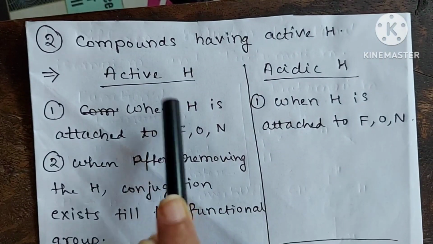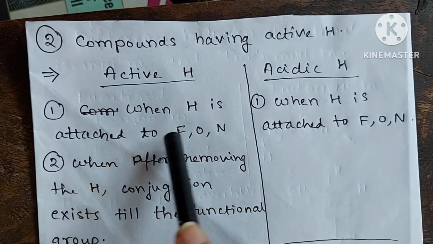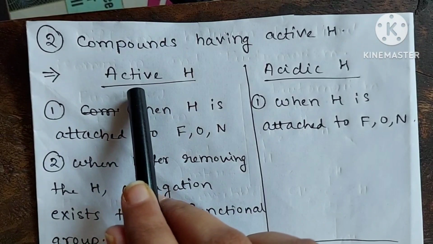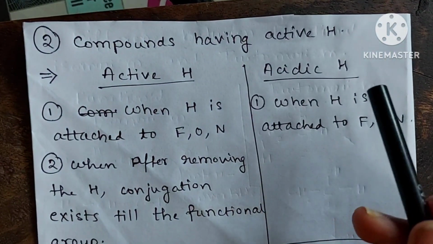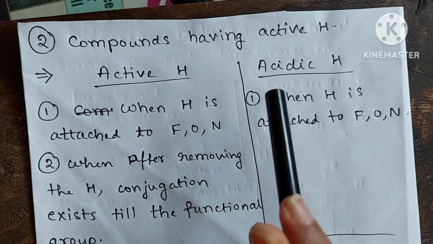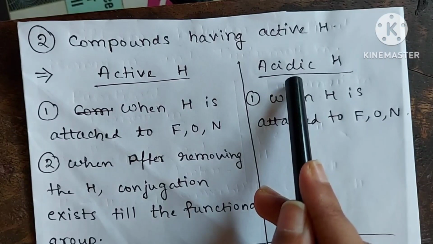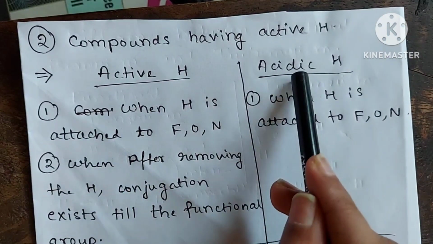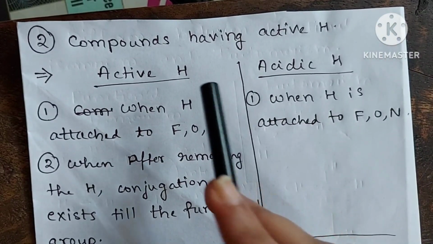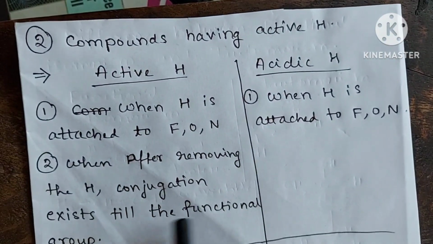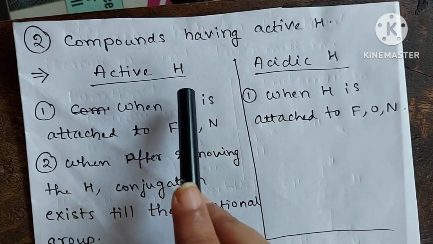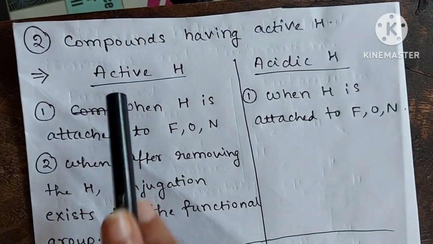The first point is, when hydrogen is attached to F, that means fluorine, oxygen or nitrogen, we can call it active hydrogen or acidic hydrogen, because this point is the same. This is a similarity between these two. Both active hydrogen and acidic hydrogen can be attached to fluorine, oxygen and nitrogen. But after removing this hydrogen, if conjugation still exists with the functional group, then we will call it absolutely active hydrogen.